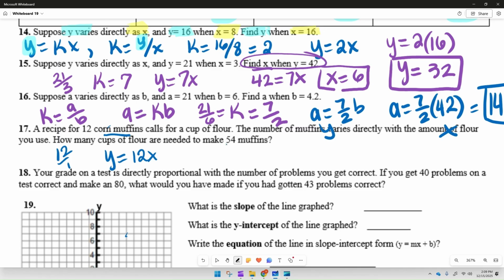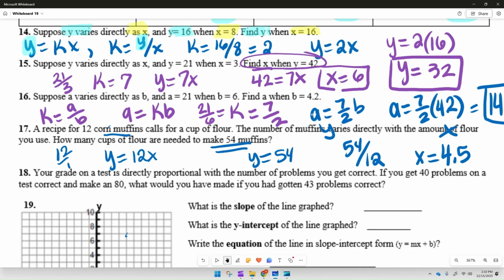We want to make 54. So that is the y equals 54. So I need to take 54 and divide that by 12. So 54 divided by 12 is going to give me 4.5. So x is going to be equal to 4.5. So that is 4.5 cups of flour.